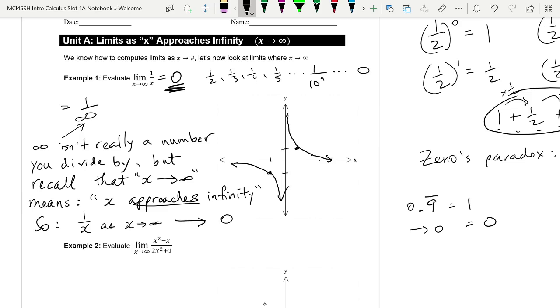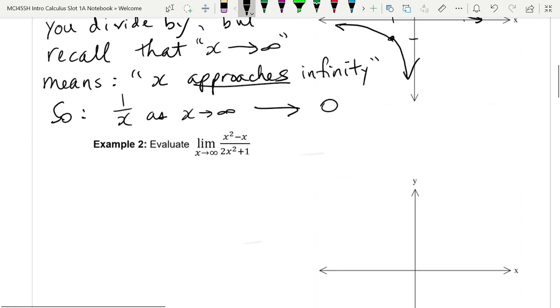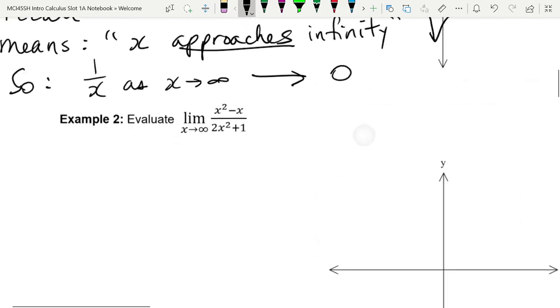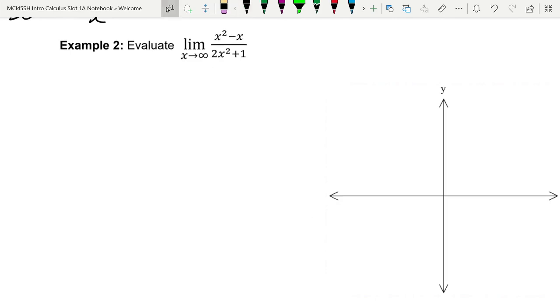Okay? So let's take a look at some of the other things we can do if we start thinking about approaching infinity. Look at example 2. Let me make this bigger so you can see it a little better. I don't think I need to write off to the side anymore. There we go. Let's evaluate this guy. The limit as x approaches infinity of x squared minus x over 2x squared plus 1.